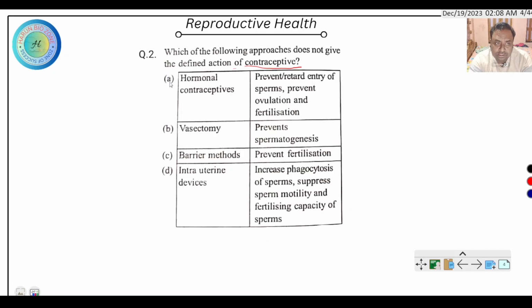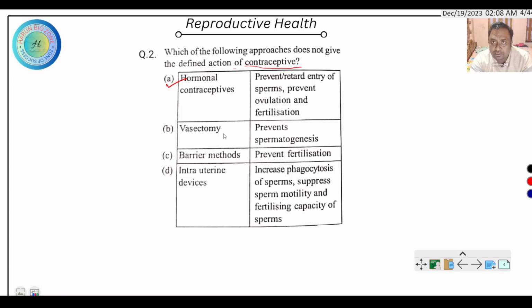So what is the function of hormonal contraceptive? Hormonal contraceptives prevent or retard entry of sperms, and prevent ovulation and fertilization. This is right. Hormonal contraceptives thicken the cervical mucus, so sperm do not enter. They prevent ovulation, the egg release process, and fertilization. This is the right option.